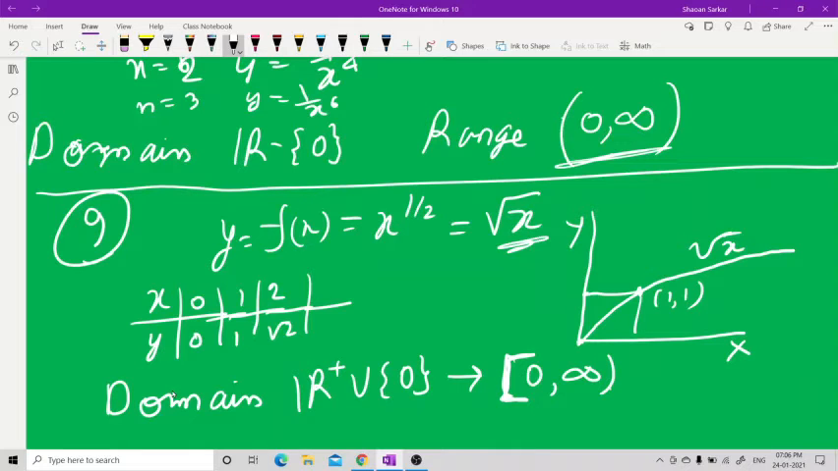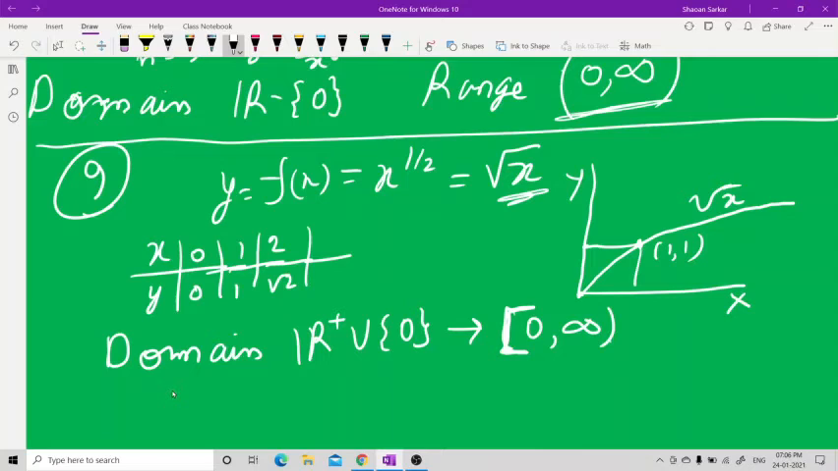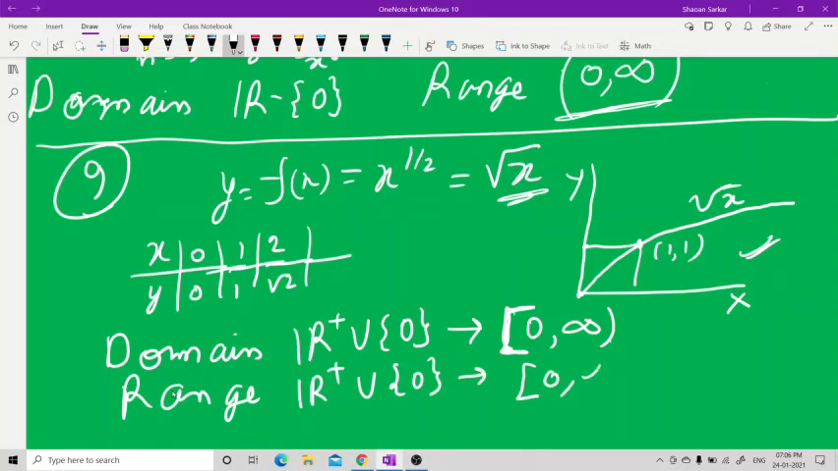Now what is the range? The range is also the same, because no part of the graph is here. The whole part is in the first quadrant, and in the first quadrant all are positive. So your range is R plus union 0, that is the same as the interval 0 to infinity. This is semi-closed rather than closed interval: closed on the 0 side and open on the infinity side.